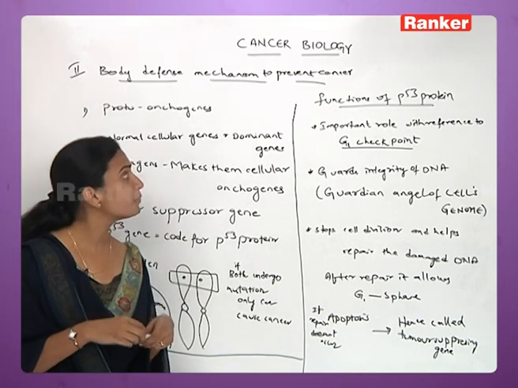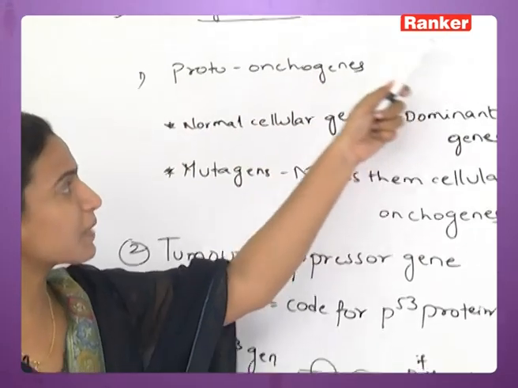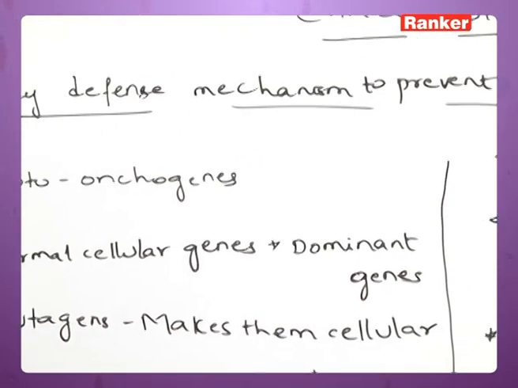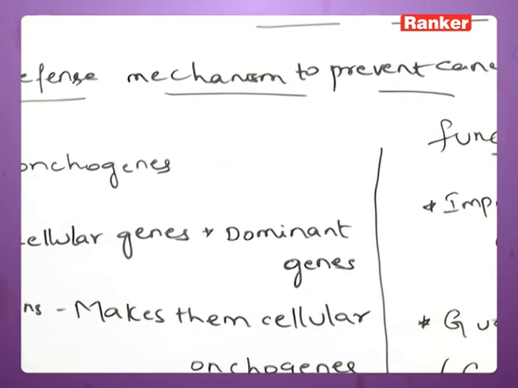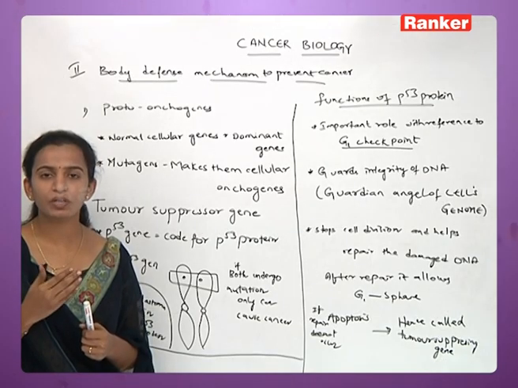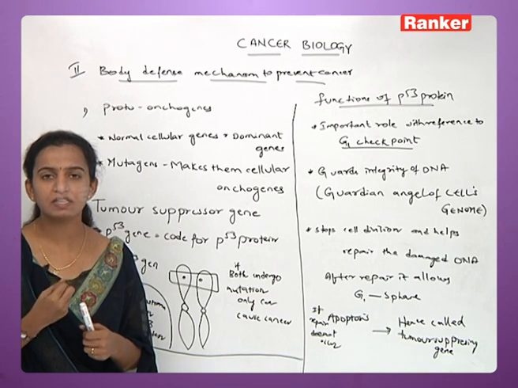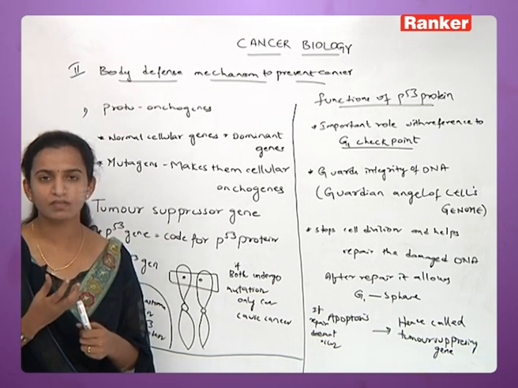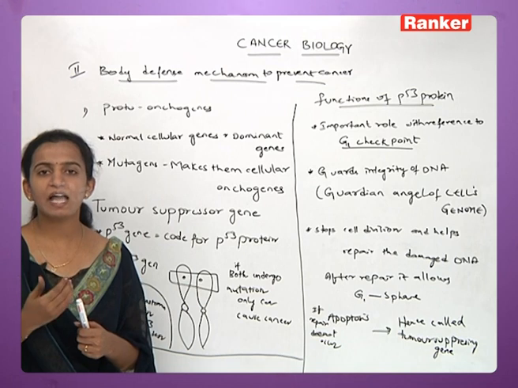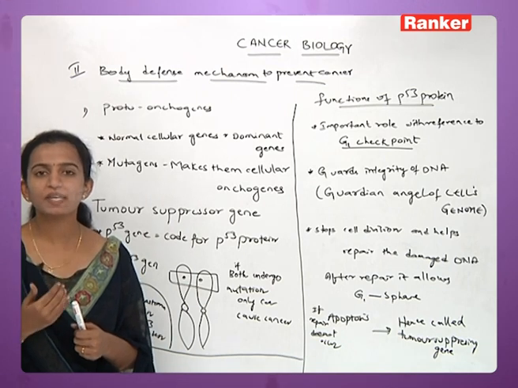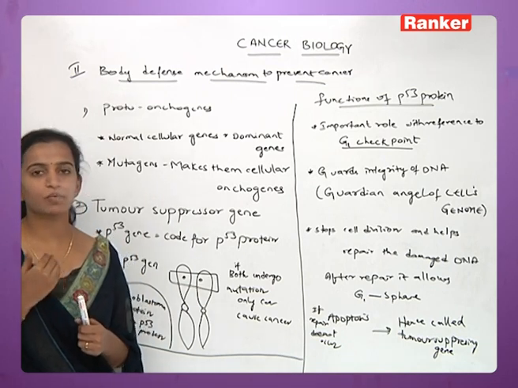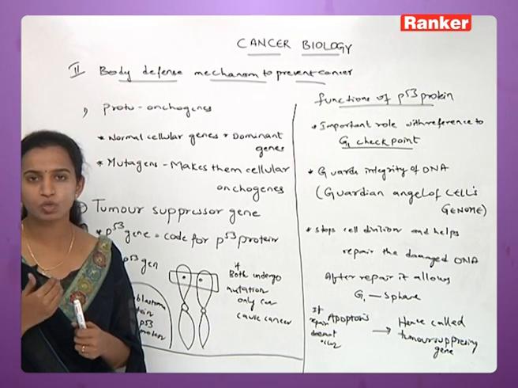So let us see here. We can see the body defense mechanism to prevent cancer. That means there are some natural body defenses which go against cancer. In order to prevent a normal person from cancer, there are defense mechanisms taking place in our body, fighting to stop the cancer. So let us see what are those things which help us stop the cancer.